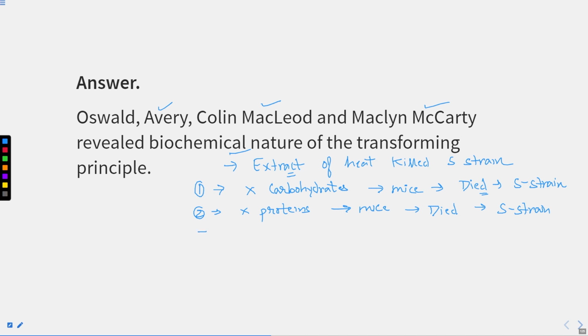Now in the third one, they got rid of lipids. And then they did the same thing. They injected that in mice.